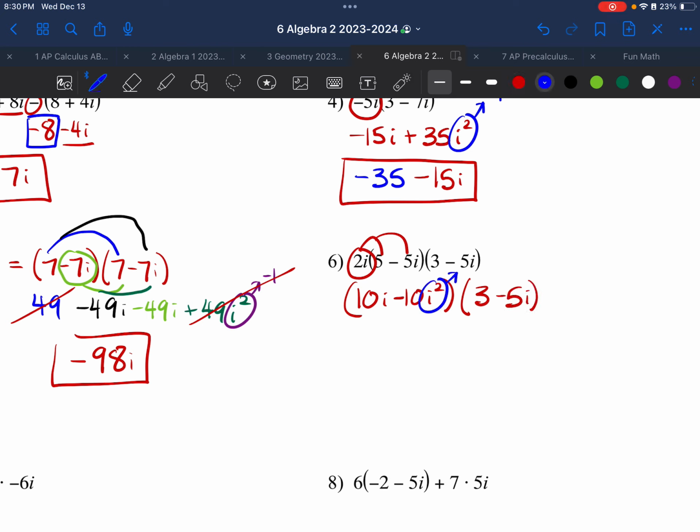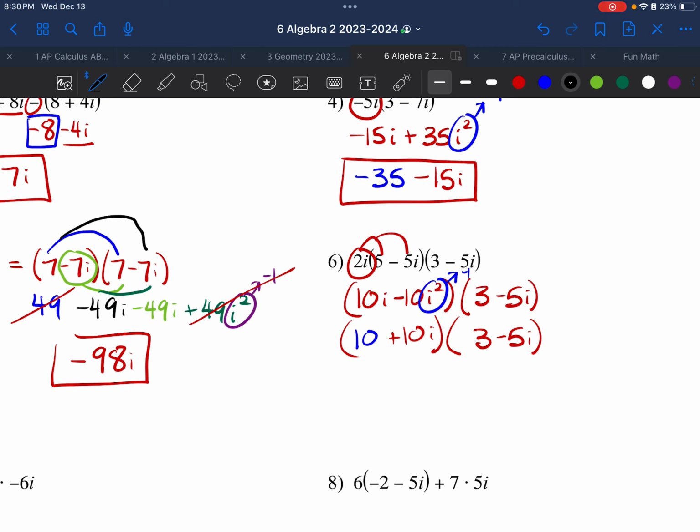Whenever I see an i squared, I can turn that into a negative 1. So this is really a negative 1 times a negative 10, for a positive 10. So it's a 10, and then I still have this plus 10i, and that's still being multiplied by 3 minus 5i. Now it's time to multiply this out again.